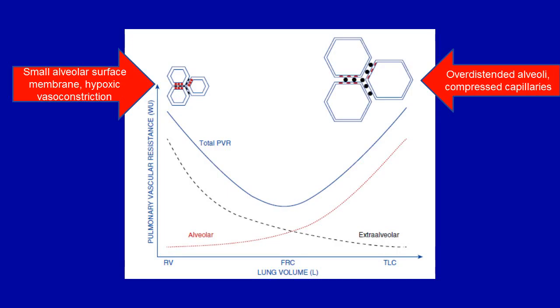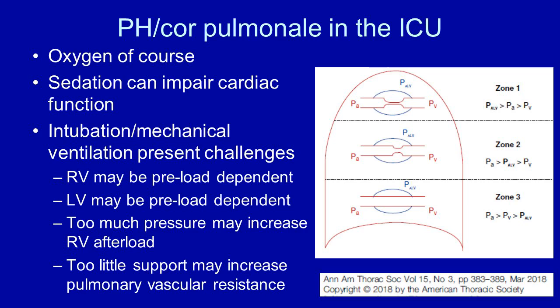So all of this has been based on patients in the outpatient setting. It's worth talking a little bit about patients who have pulmonary hypertension or right heart failure in the ICU, because especially when it comes to ventilating them, they're a relatively unique population. Oxygen, of course, is a pulmonary vasodilator, and so it's never inappropriate in the PAH patient.